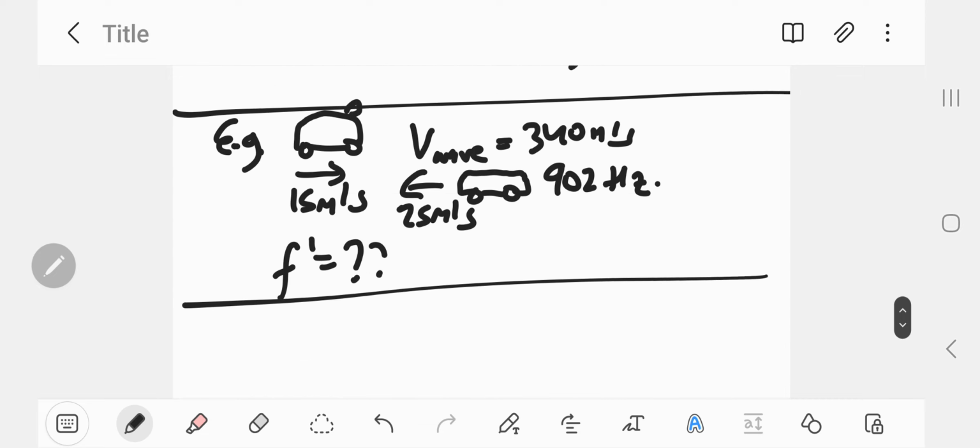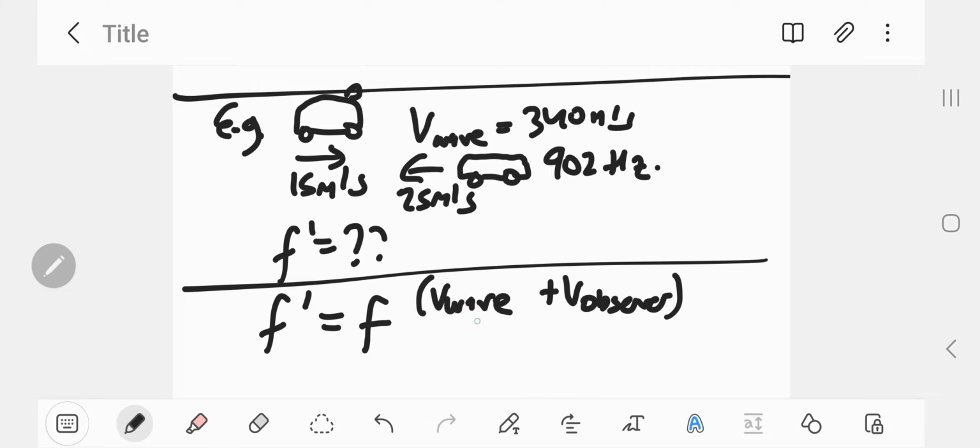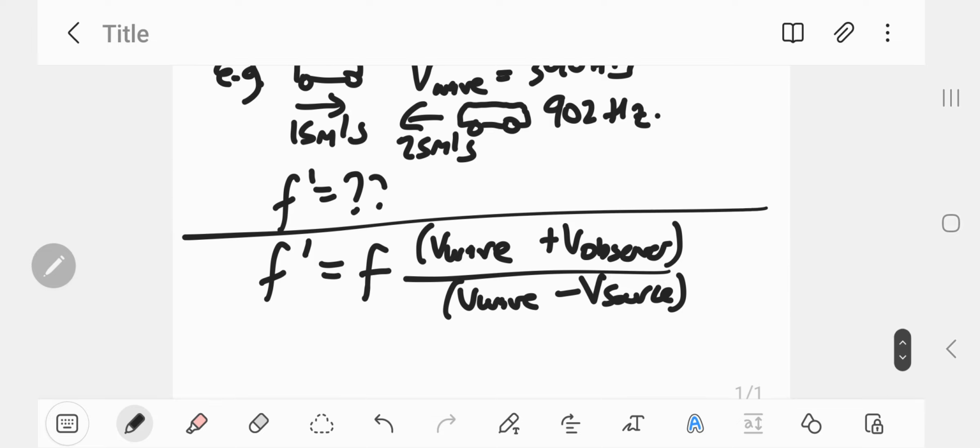How do we do that? Well, we use the Doppler effect formula. f prime is f times the velocity of the sound wave plus velocity of the observer, all over velocity of the sound wave minus velocity of the source.